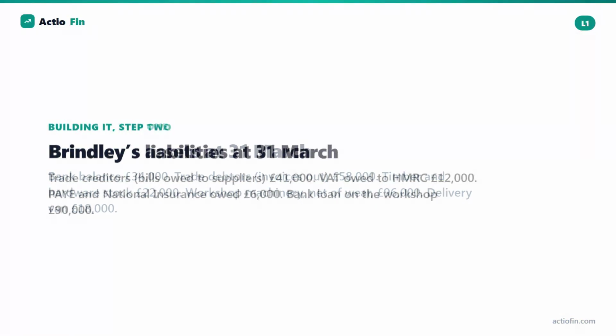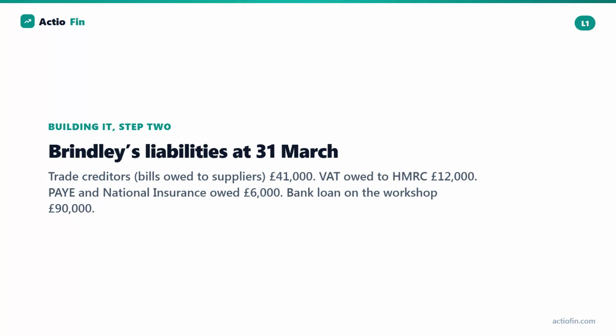Now the liability side. Trade creditors, the bills Brindley owes suppliers for timber and hardware already delivered, come to £41,000. VAT owed to HMRC for the current quarter stands at £12,000. Pay-as-you-earn and national insurance owed on staff wages is £6,000. And the remaining bank loan on the workshop unit itself is £90,000. Total liabilities add up to £149,000. Notice we have not touched equity yet, it falls out of the equation once the other two sides are known.